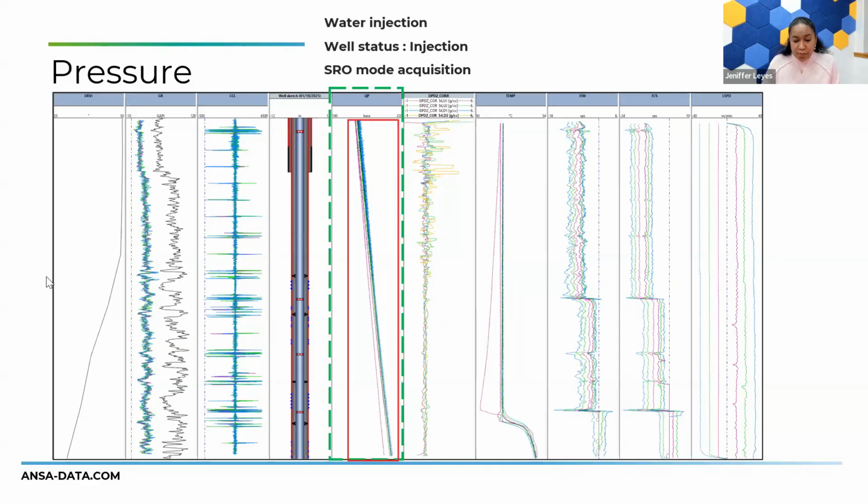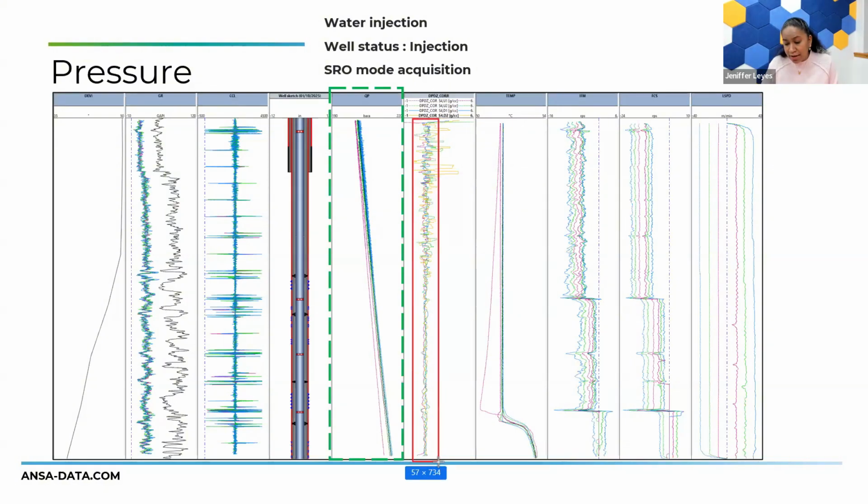Another thing that we can do with this pressure curve is calculate, via the software, the derivative of this curve, and this will give us an indication of the density of the fluid that we are dealing with. Here on the right, we have a curve that is generally steady and is giving us a value of approximately 1 gram per cubic centimeter. This is indicative of water, which is what we were expecting to see, as this is a water injection well.